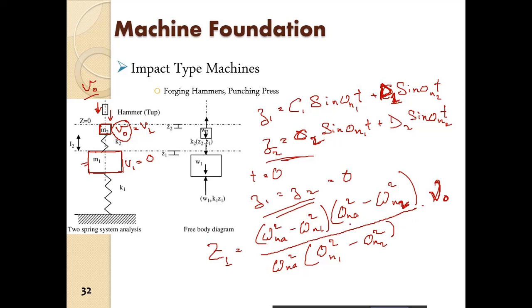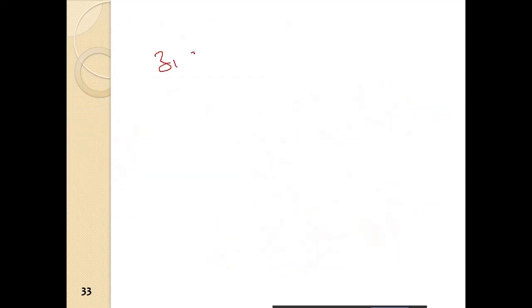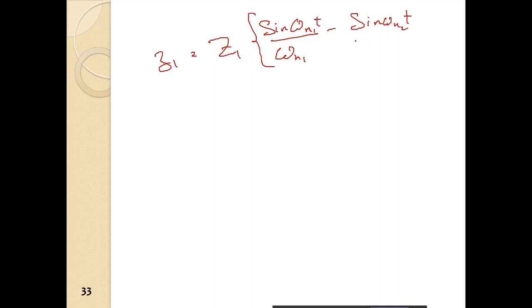Okay, so this is the maximum amplitude. If you consider this z1, we can write this function z1 as z1 into sine of omega n1 t by omega n1 minus sine of omega n2 t by omega n2. Okay, so we have two frequencies again.